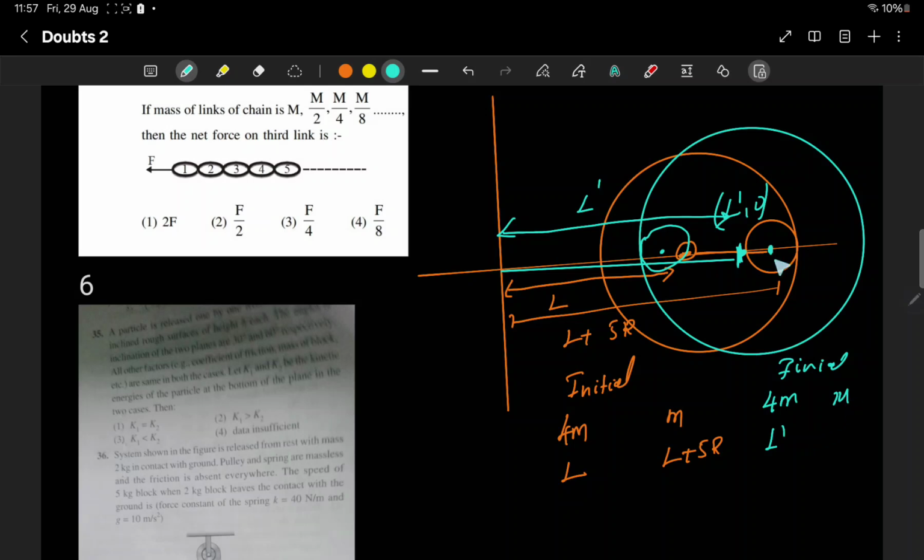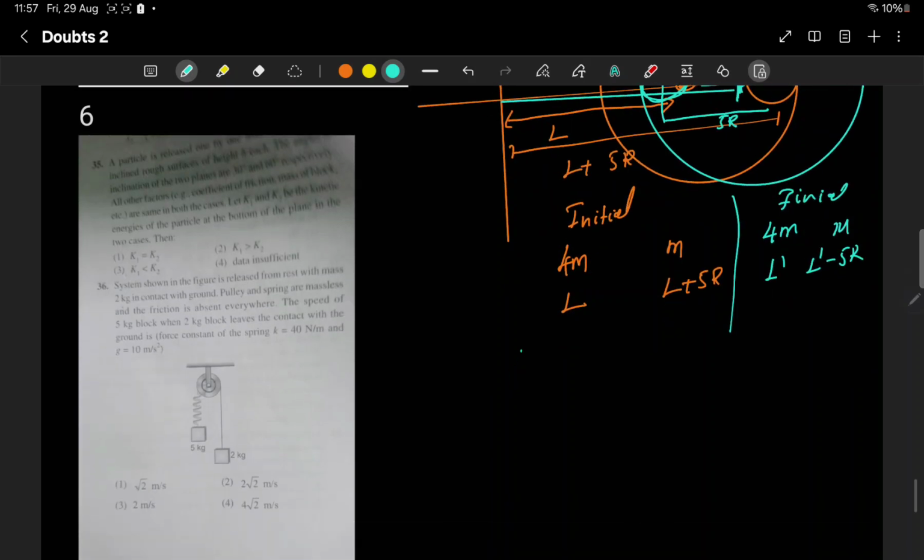If this is L prime, the small mass is here, and the distance from this center is 5r. So the small mass is at L prime minus 5r. Initially the positions are L and L plus 5r, and finally L prime and L prime minus 5r.